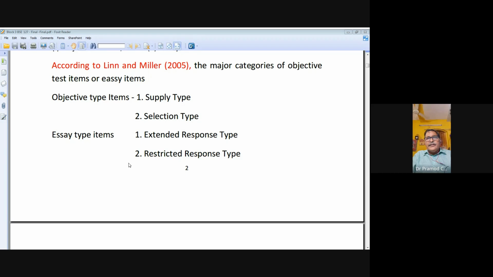But extended response type question in case of the essay type questions, definitely we say that you will answer according to your own interest. How far you are able to explain very briefly about the subject matter. Restricted answer type means your answer should be restricted, means you will answer the question within certain words. You will not go ahead. It may be 10 words, it may be 50 words, whatever it may be.